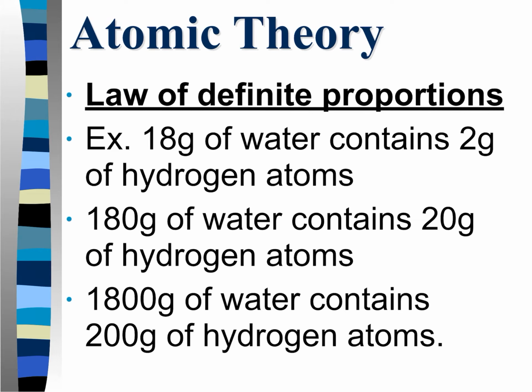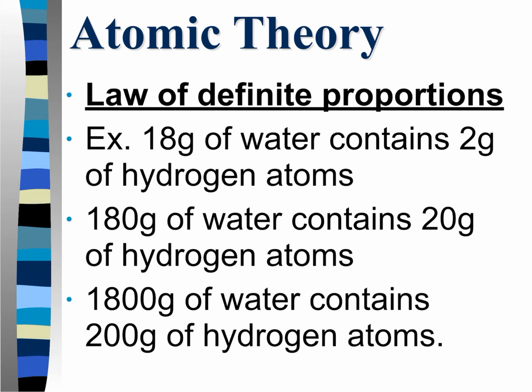Alright, the law of definite proportions. We said the law of constant composition was that we had a certain percentage by mass. Now the law of definite proportions comes from that. So what it's saying is, for instance, water is always H2O. It is never H2O3 in some places in the universe and H2O7 in other places. It is always H2O. And they got that from the law of composition.